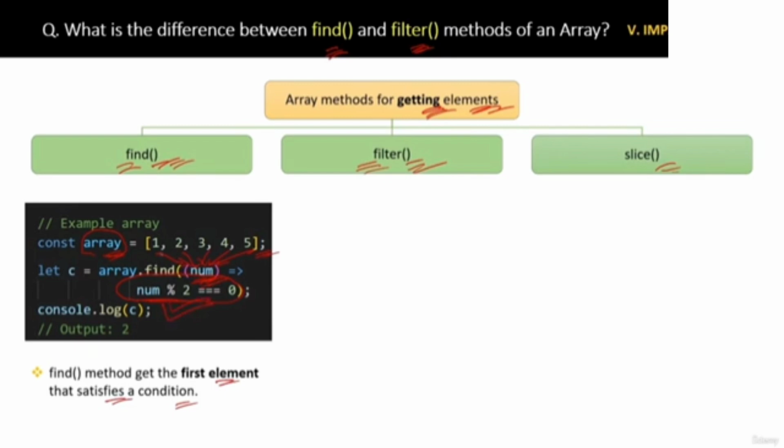In this case, for element 2, 2 % 2 will be equal to 0, right? Because if you divide 2 by 2, then the remainder will be equal to 0. Therefore, 2 will be the resulting element of the find function, which will be stored in the variable c then. Now, this condition is also true for the next element 4 also. But remember, with the find function, you only get the first element that satisfies the condition. Great, this is find. Then we have the filter function of JavaScript.